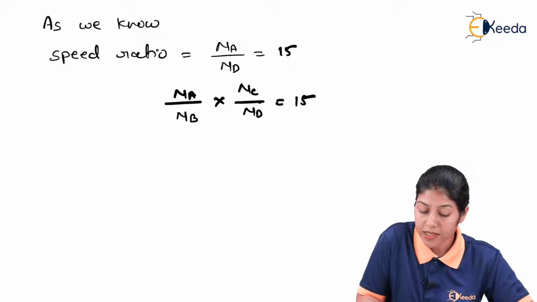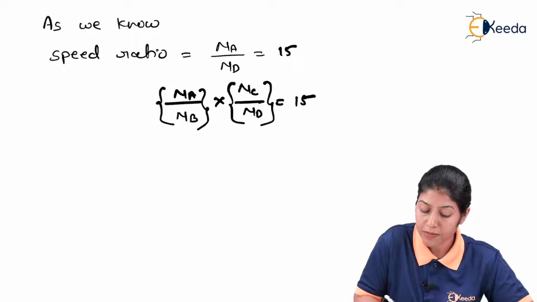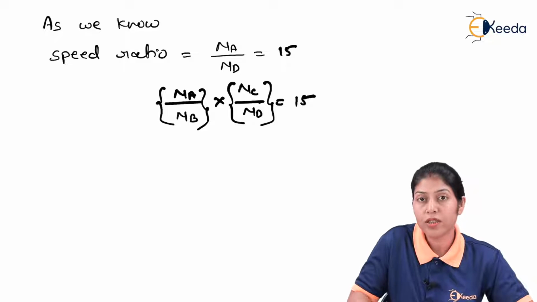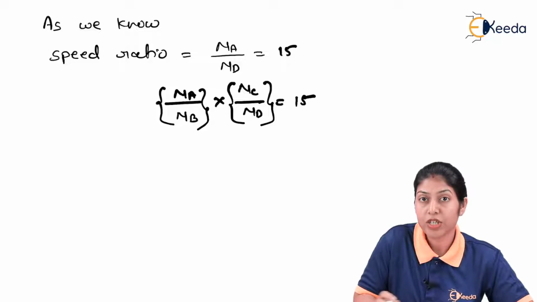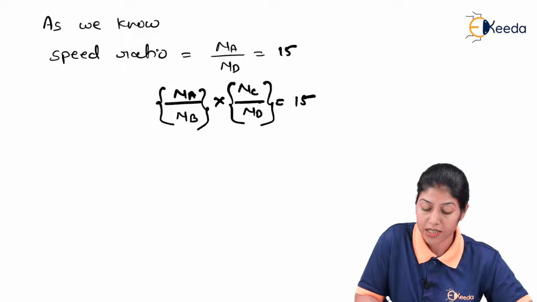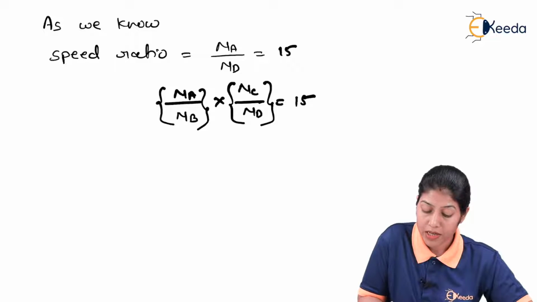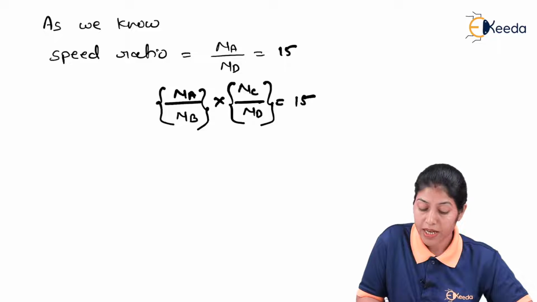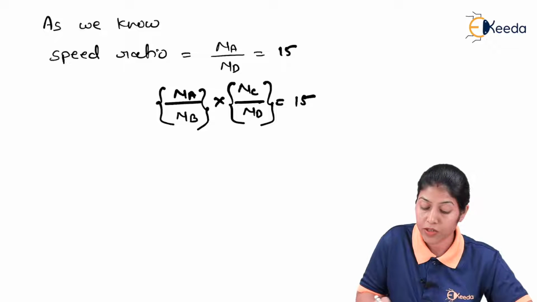So this NA by ND is representing the combined gear train speed ratio. If we simplify this term, each of these terms represents a separate speed ratio on the basis of meshing condition. This NA by NB is the speed ratio for the first meshing condition, when gear A is meshing with gear B. Here we don't have the value of NA by NB, so let us assume it. For example, let us take NA by NB equal to 3. After getting the solution, we will check whether this value is feasible or not.